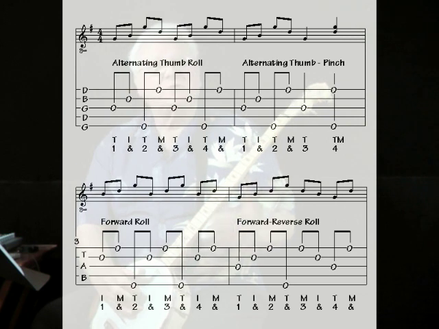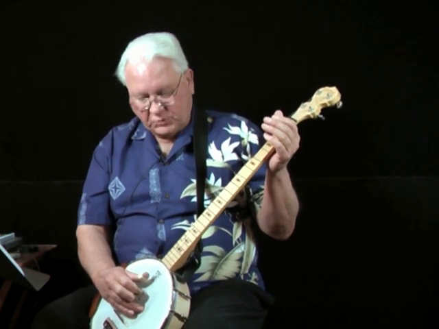Let me count us in and let's just play this on the banjo. Alternating thumb pinch, that's measure number 2 in that figure. 1, 2, 3, 4. Again. 1 and 2 and 3, 4. Eighth notes and quarter notes.